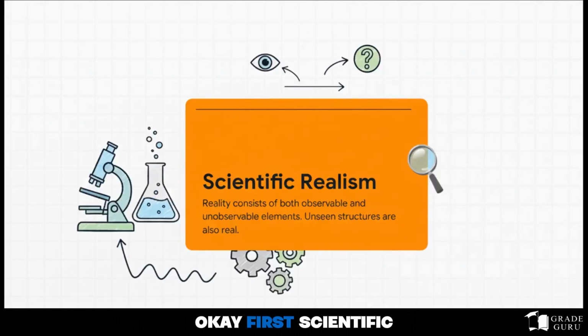Okay, first, scientific realism. Now, these guys agree with the positivists on one key point. There is a real world out there. But, and this is the huge difference, they say that reality isn't just what we can see. It also includes unobservable things like deep social structures or power dynamics. These invisible forces are just as real, and they're what cause the stuff we can see.